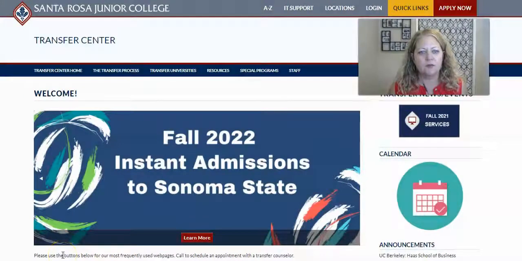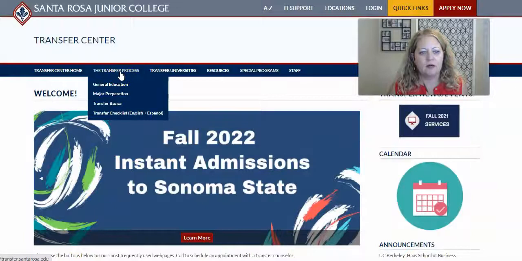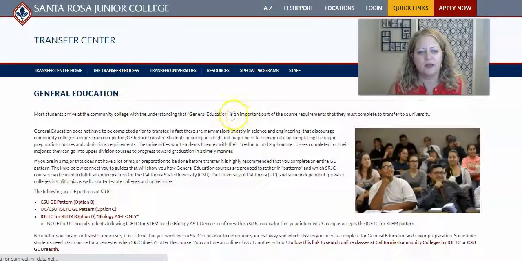All right, so next we are going to go into the CSU GE pattern so that you have a clear understanding of what that pattern is all about and what courses you need to complete to finish that up. So on the Transfer Center webpage, if you go to the heading here of the transfer process, the first one is general education, so click on that.